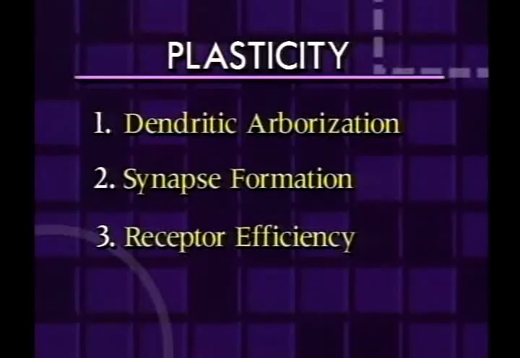And it does that by its ability to extend the dendritic arborization. Those are all of those synaptic and dendritic processes that stretch out and touch other neurons. Those have the ability to increase in number. We also have the ability to increase the number of synapses, the connections between individual neurons. And thirdly, we have the ability within our brain to increase receptor efficiency.